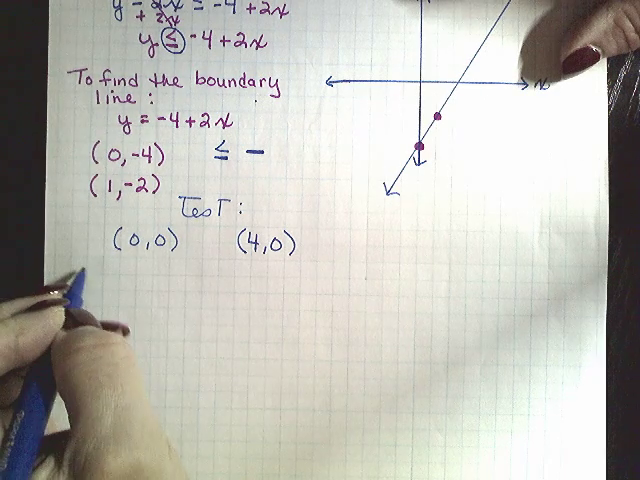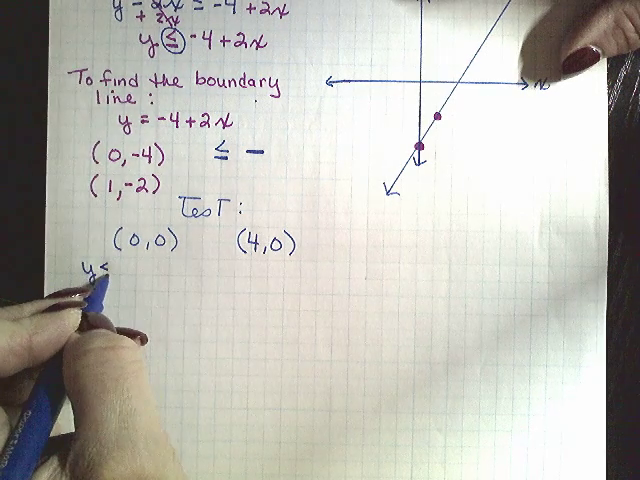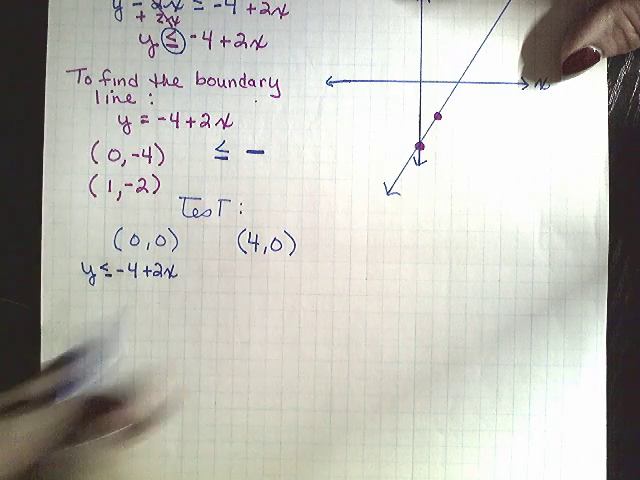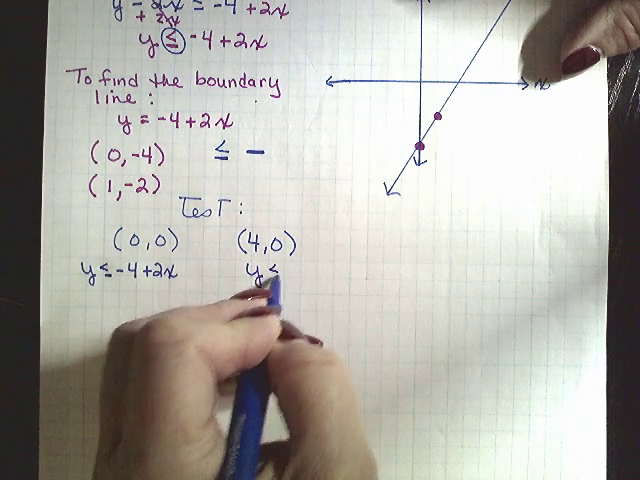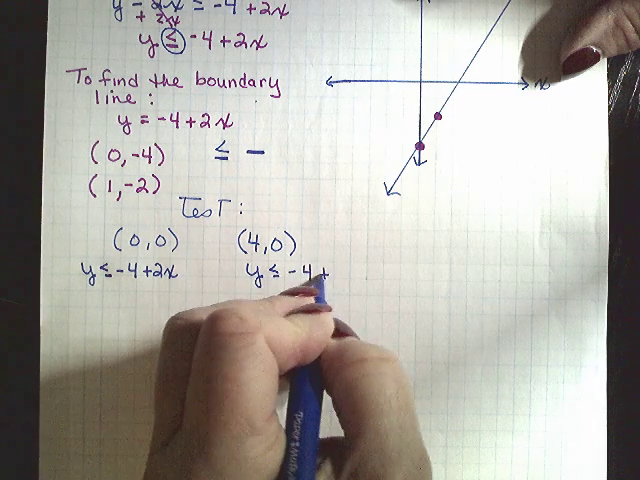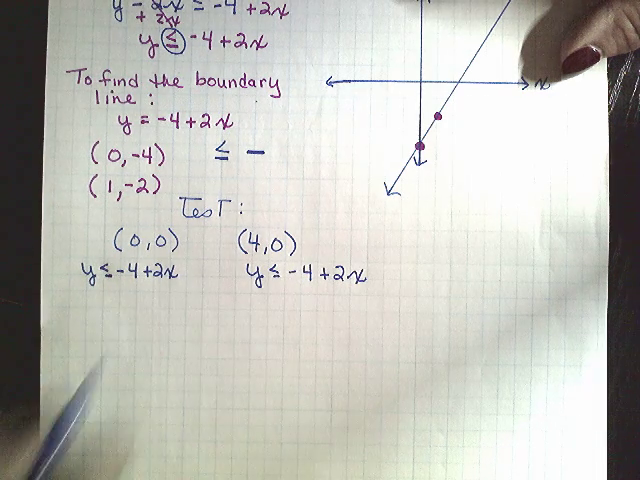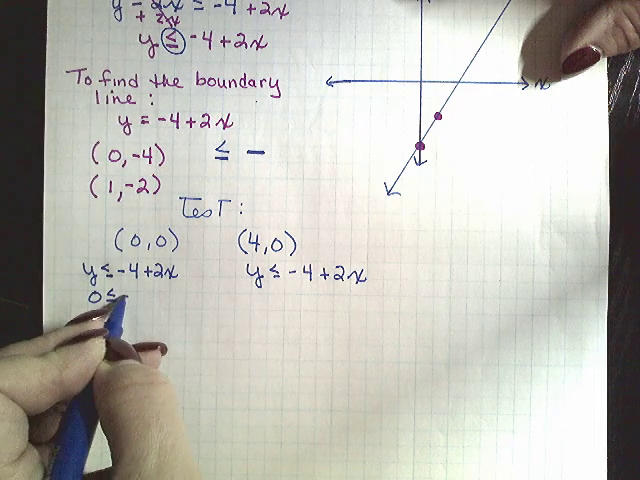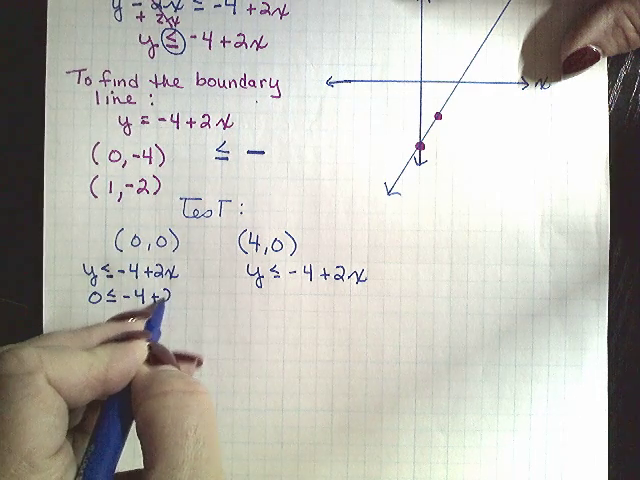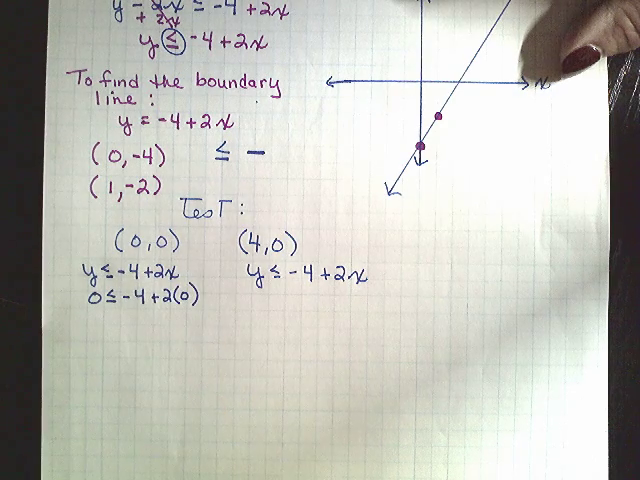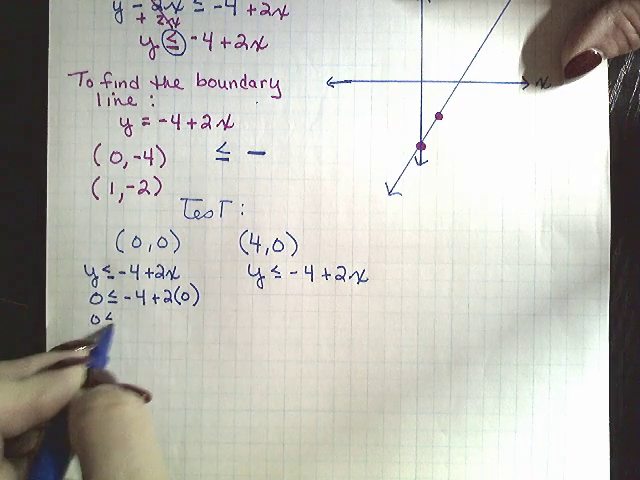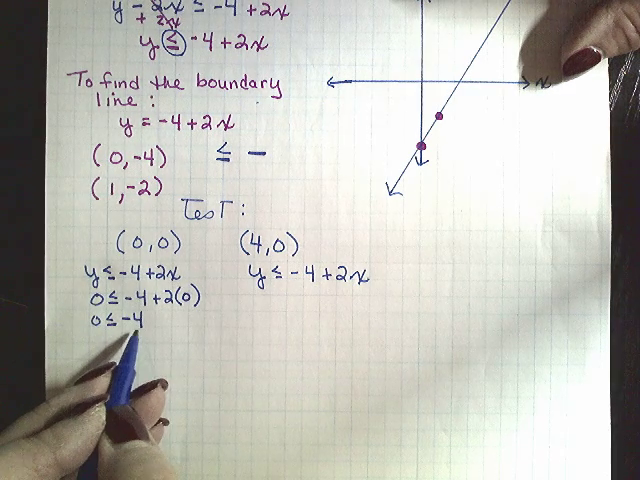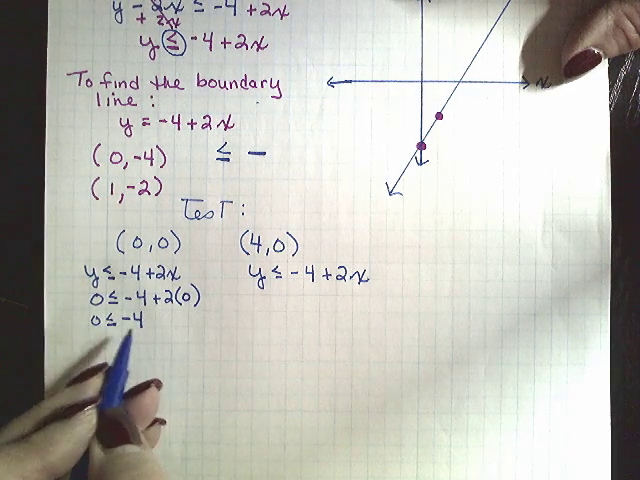All right, so our inequality, y is less than or equal to -4 plus 2x. I'm going to write it again. All right, so let's substitute. 0 is less than or equal to -4 plus 2 times 0. 0 is less than or equal to -4. Is 0 ever going to be less than or equal to -4? Nope.